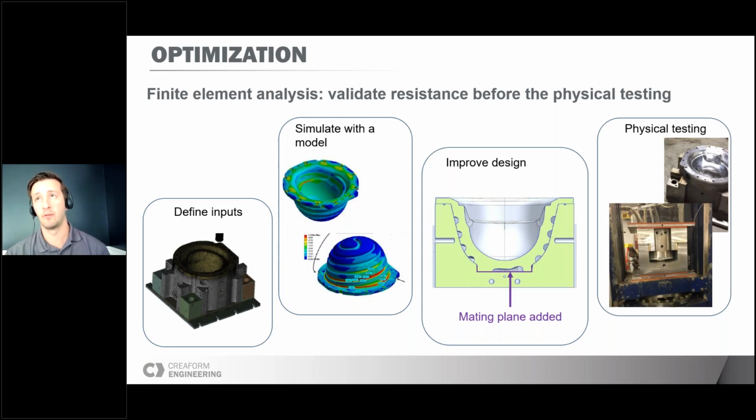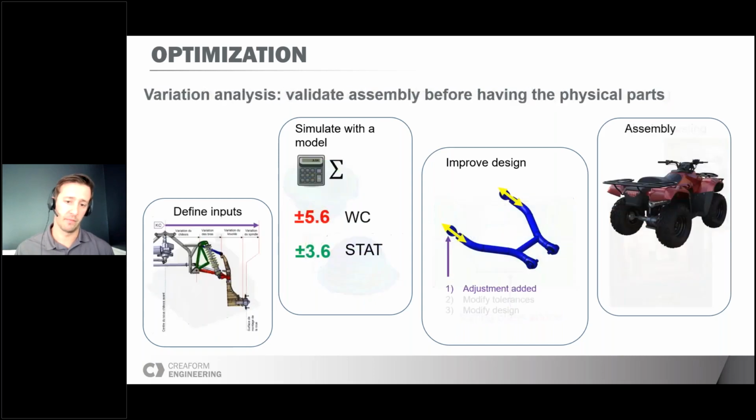So when you capture this before having the parts, you can modify your design and then release this design, having really good confidence that your assembly or your product will fulfill the requirements. If I come back to variation analysis, the process is quite similar. But what you want to do is validate the assembly before having the physical parts.